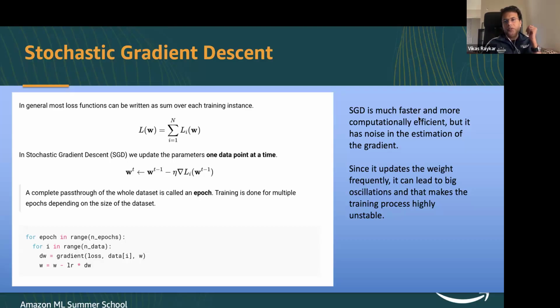SGD is much faster and more computationally efficient, but the drawback is that we are approximating the gradient with respect to only one sample, which is a very noisy estimate of the gradient. Hence the training can sometimes be unstable, and it can lead to big oscillations that make the training process highly unstable.